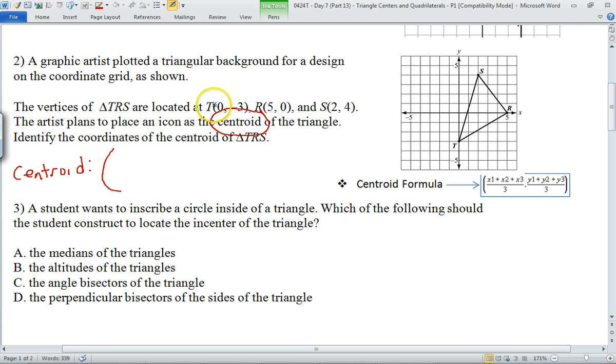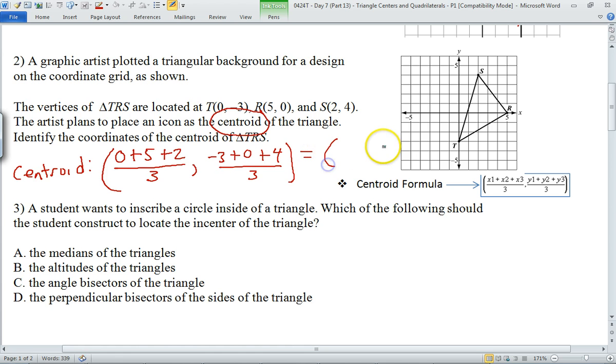So let's see, I've got 0, 5, and 2. So I'm going to do 0 plus 5 plus 2. And what am I going to divide by? Divide by 3. I'm taking the average. I'll do the same thing with the y values. The y values are negative 3 plus 0 plus 4. And I'll divide all those by 3. If I take these averages, that should give me the centroid.